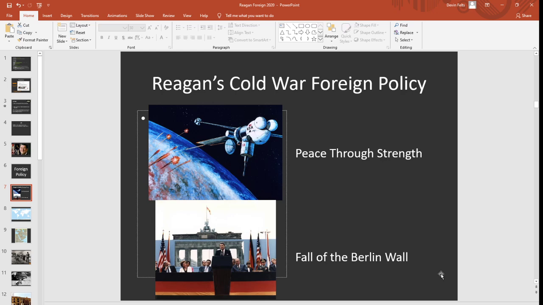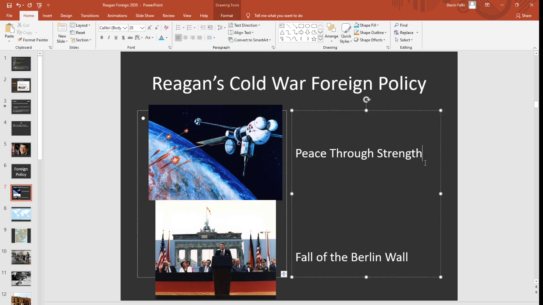peace through strength. So remember, he basically told the world that there was a space program that could shoot lasers at nukes and missiles if they ever decided to try to attack the United States. Of course, this wasn't true. There was no program like that. But the idea is that Ronald Reagan wants peace through strength. So if we show so much strength and so much military might, the Soviets are going to back down, right? And that's kind of Reagan's policy, and that's how he thinks we can beat the Soviets.